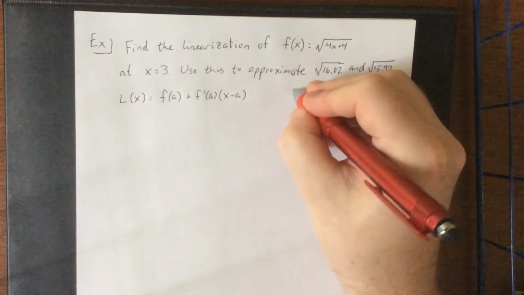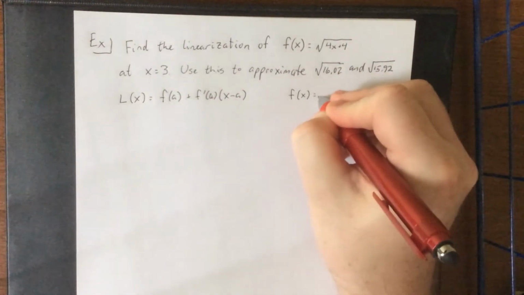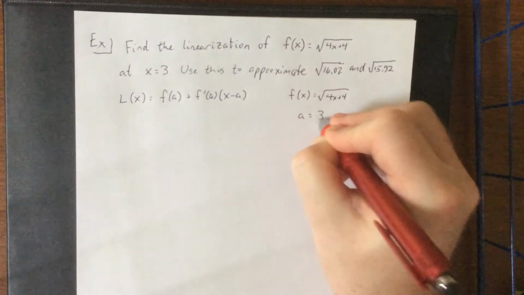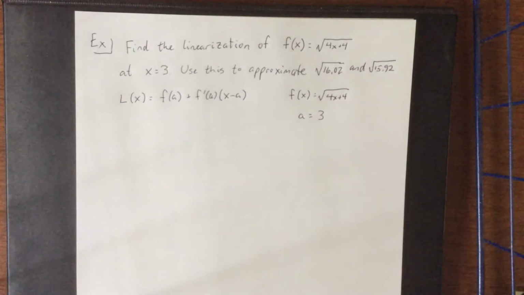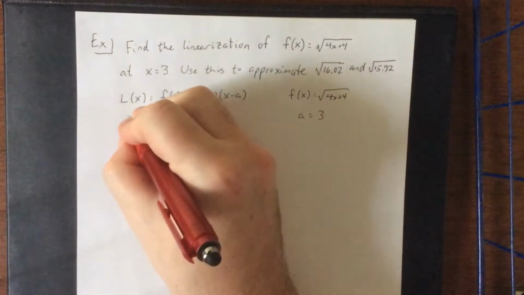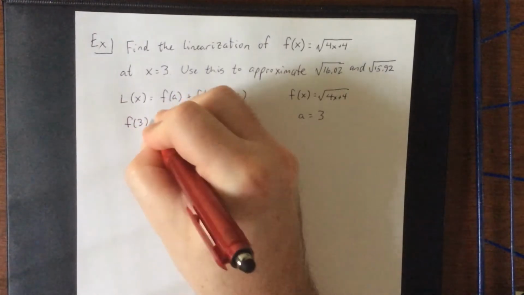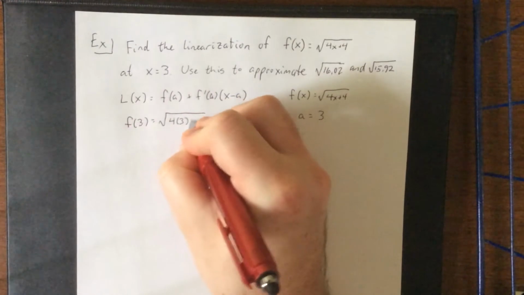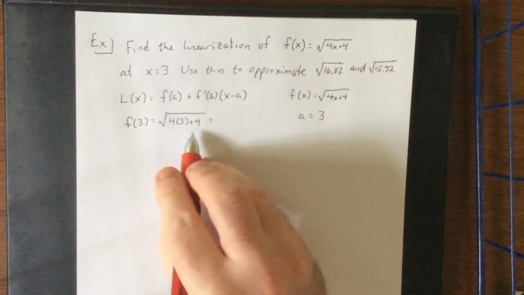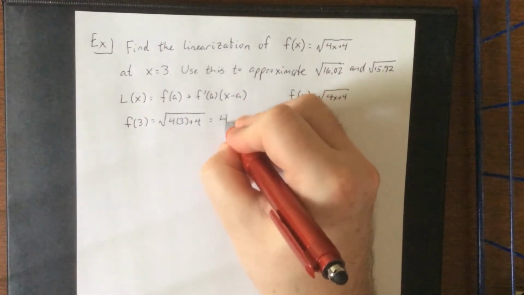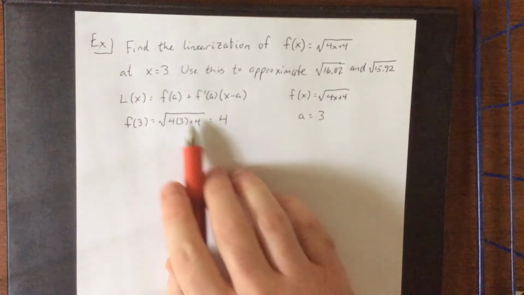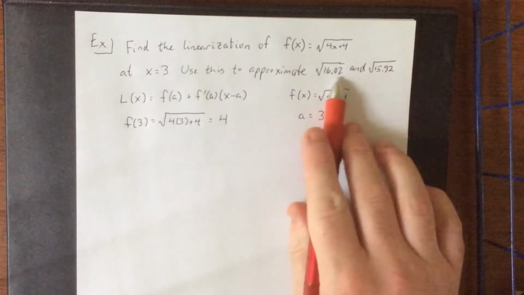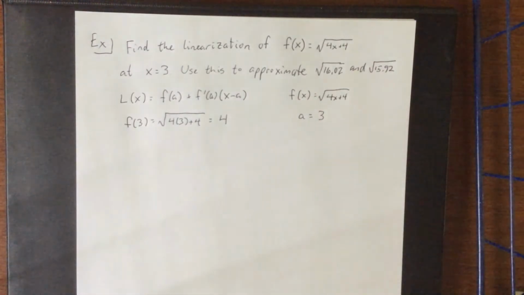In this example, we are using the function f of x is equal to the square root of 4x plus 4, and our a value in this case is 3. Now with that in mind, let's go ahead and plug in x equals 3, and we will be getting the square root of 4 times 3 plus 4. This is 12 plus 4 for 16. Square root of 16 is 4. So as long as our inputs are near 3, this radical is going to be near 16, which is why these approximations are near the square root of 16.